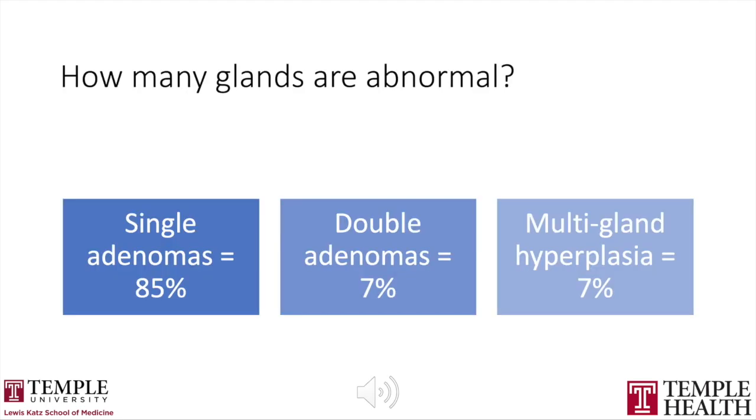So, a quick detour back into the pathophysiology of this disease. How many glands are abnormal? The vast majority of patients with primary hyperparathyroidism have single adenomas. This is present in about 85% of all comers, although some single institution studies will have varying percentages based on their particular patient population. Double adenomas make up about 7%, multi-gland or four-gland hyperplasia, another 7%, and roughly 1% for parathyroid carcinoma. So the vast majority of patients with primary hyperparathyroidism have one abnormal gland.